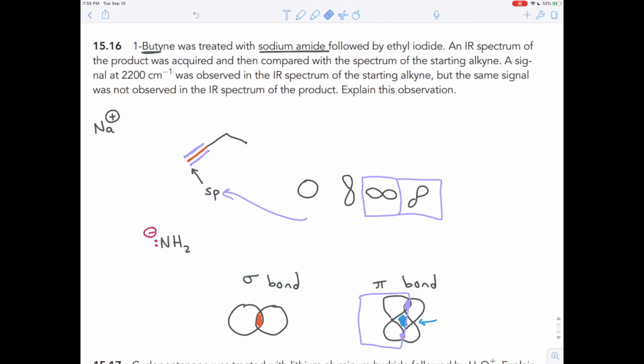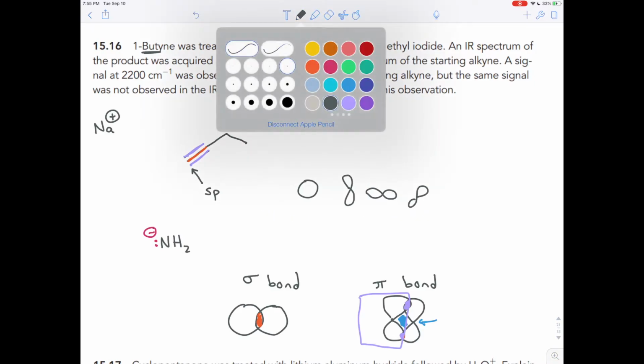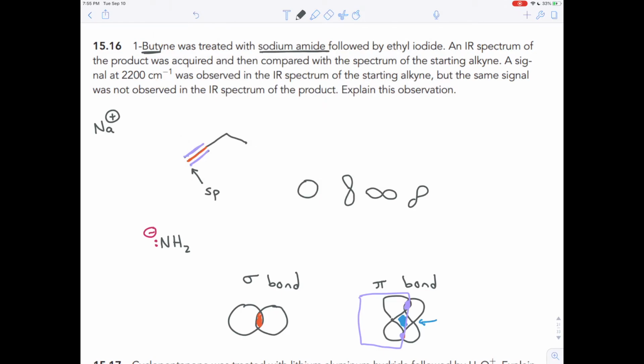But notice what happens when you mix different types of these orbitals. You could mix the s orbital with all 3 p orbitals, and that would give you a new Frankenstein orbital, sp3. That's 75% p. 3 p's, 3 parts p, 1 part s, 75% p. And so it's going to really look like a p orbital.